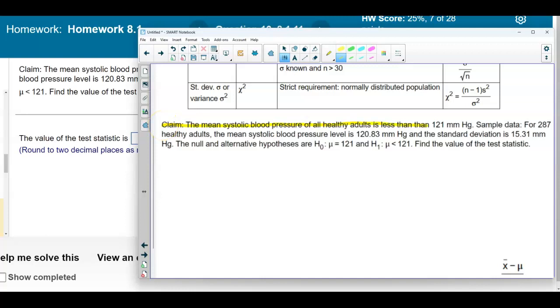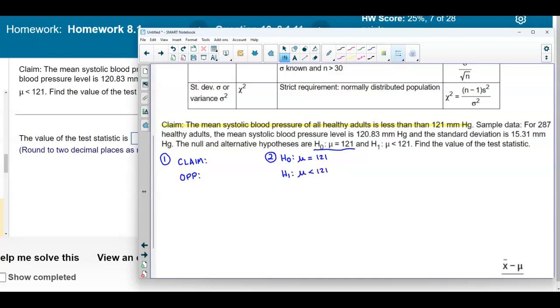Okay, so here is the claim. And so normally in part A or 1, we're going to find the claim and then the opposite of the claim. Okay, now we are given the null. So the null is the population mean is equal to 121, and the alternative is the mean is less than 121.